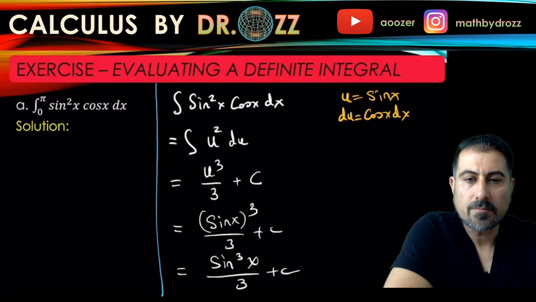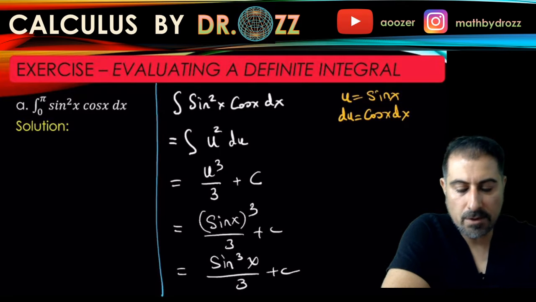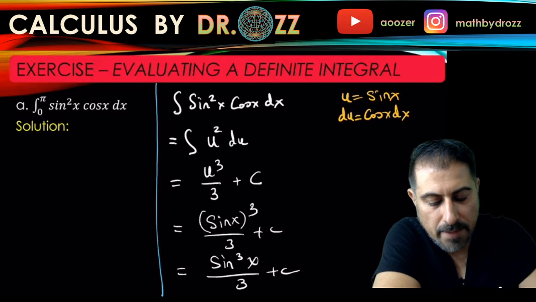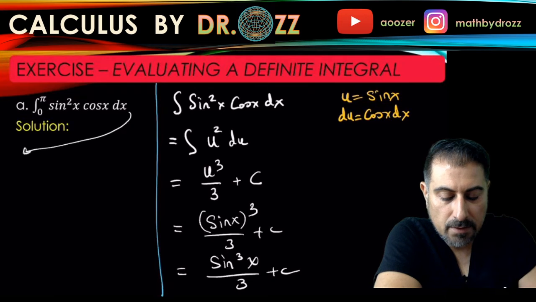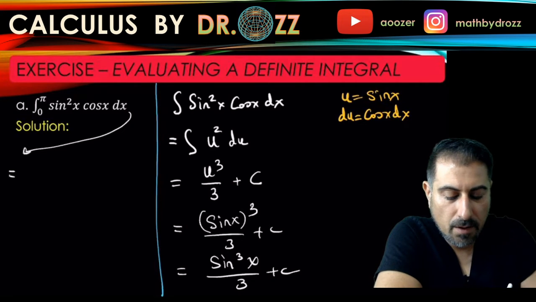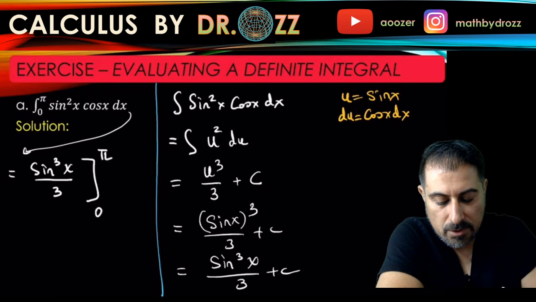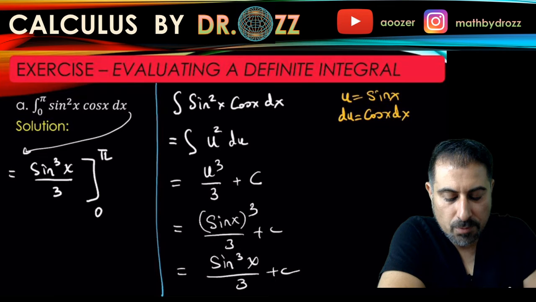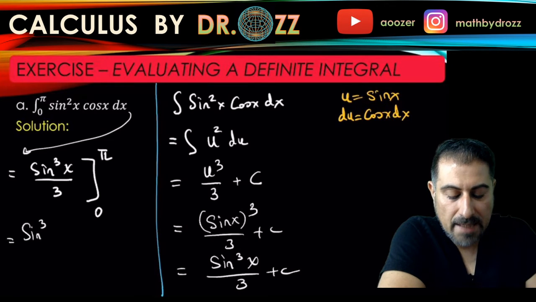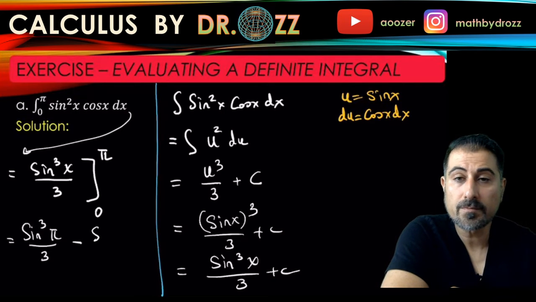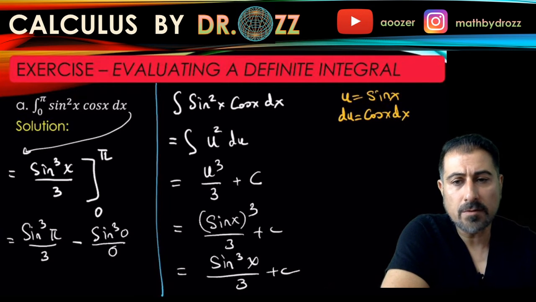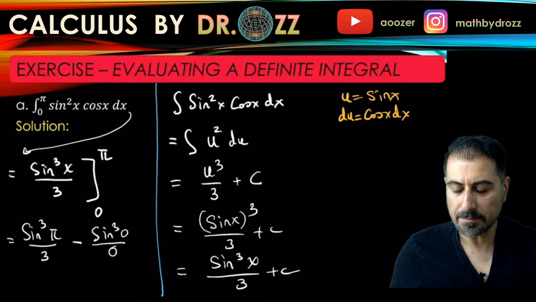So now, since we're done with integration, I can go back and write that. This is sine cubed x over 3 from 0 to pi. So I'm going to do two evaluations. One is sine cubed pi over 3 minus the lower limit plugged in, sine cubed 0 over 3. At this moment, if you have a calculator, go ahead and punch in sine pi and sine 0 and then raise them to the power of 3. Okay, let's just do it.